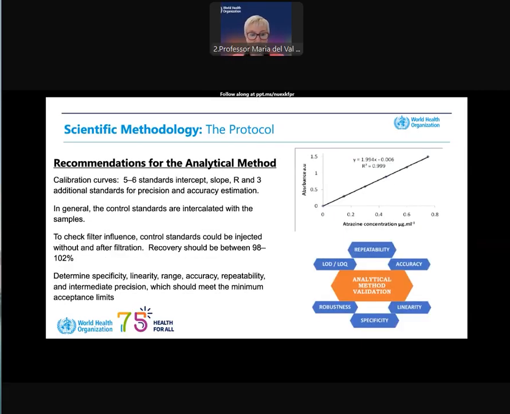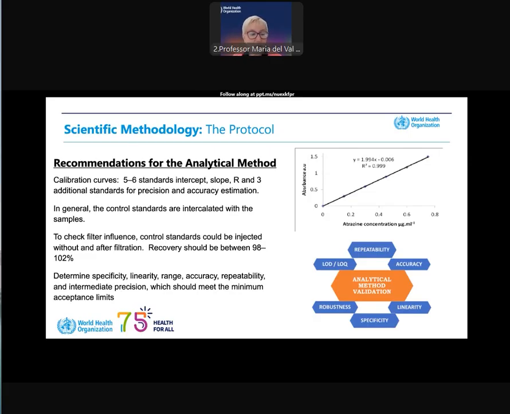We also have in the protocol some recommendations for the analytical methods. Ideally, you should construct a calibration curve with 5 to 6 standards, and 3 additional standards in order to estimate the precision and the accuracy of the method. In general, in the run of the analytical samples, the control standards are intercalated with the samples.